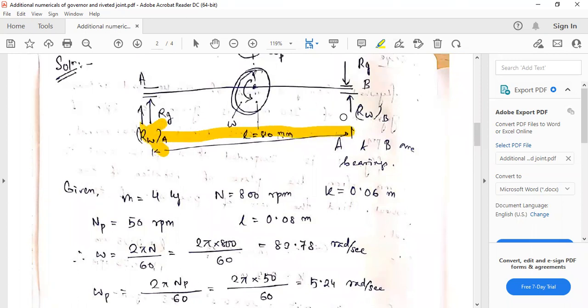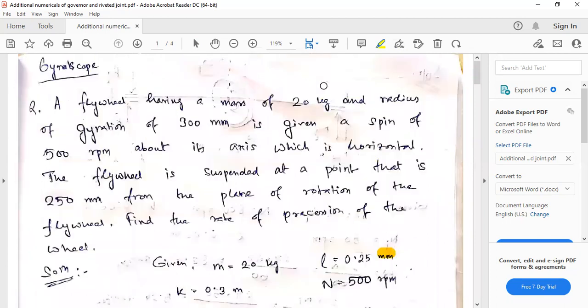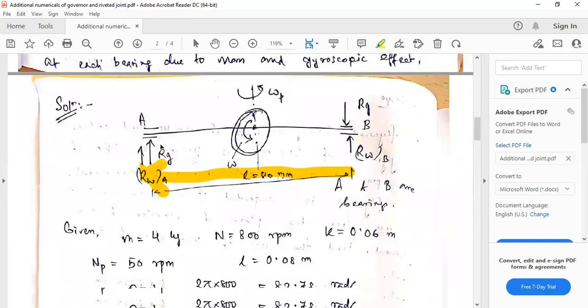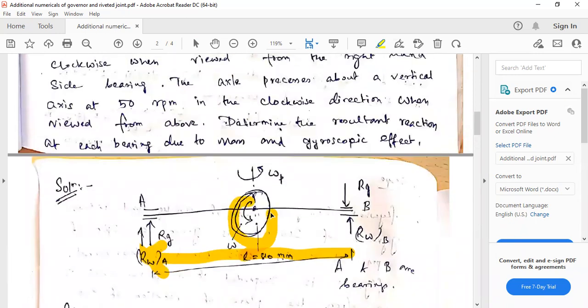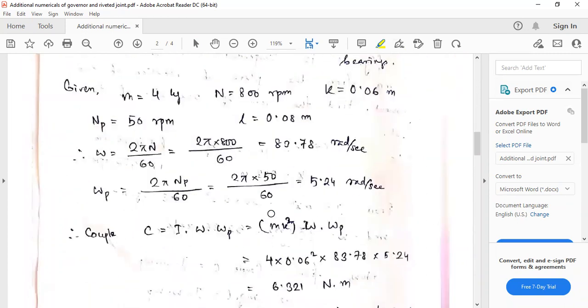L is always the total axle length. Here we have taken the previous example, the flywheel supported at both ends, so the total axle length is L. Here the total axle length is 80 mm, that is 0.08 meter. We can find omega and omega p using this formula: 2 pi into 800 by 60 is the speed about the axis, and 50 rpm is the speed of precession, so omega p is 2 pi into 50 by 60.